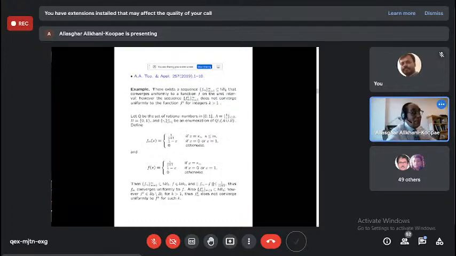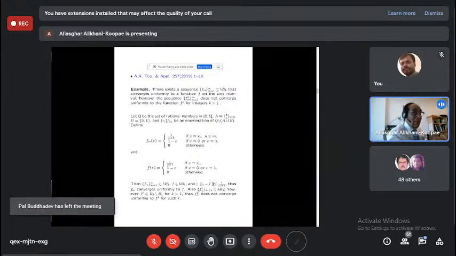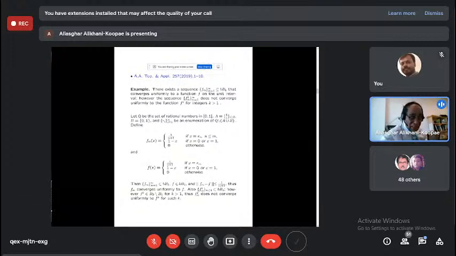So this is an example that is in my paper in Topology and its Applications. There exists a sequence f_m that converges uniformly to a function f on the unit interval. However, the sequence f_{m_k} does not converge. So this is uniform, and this is more difficult, because even for uniform convergence, it doesn't work. This is a more sophisticated function.